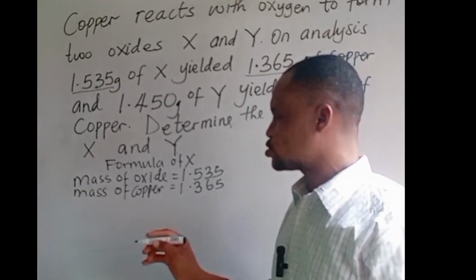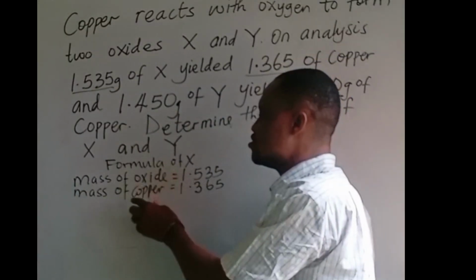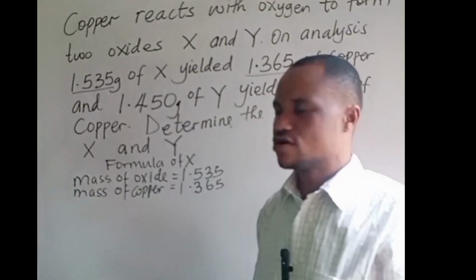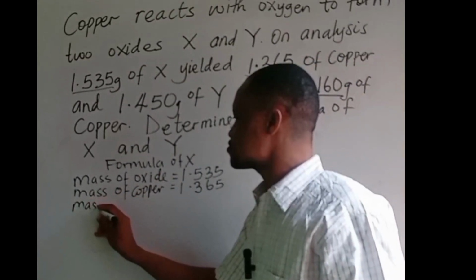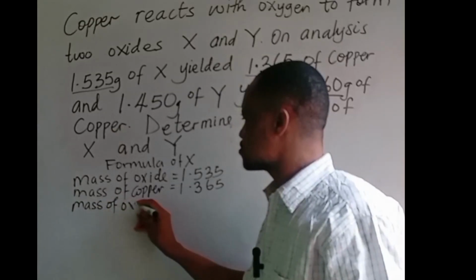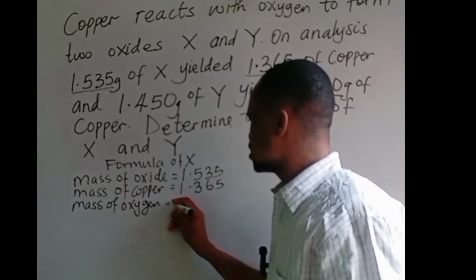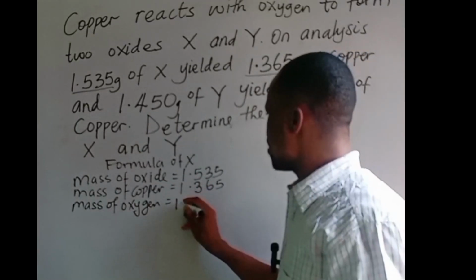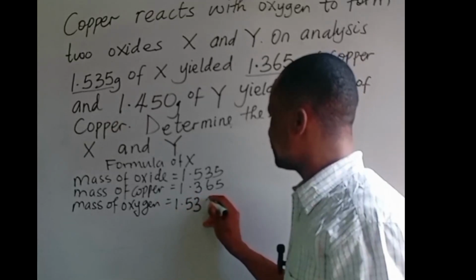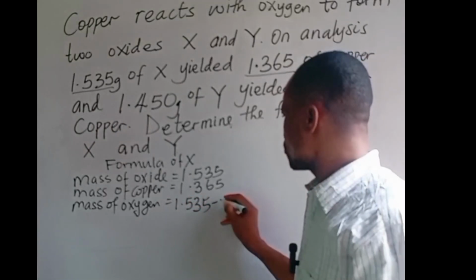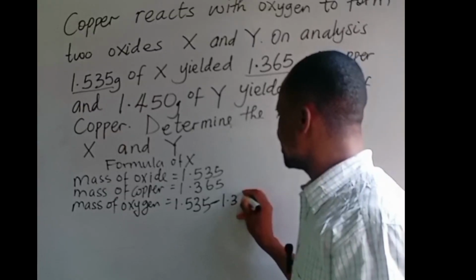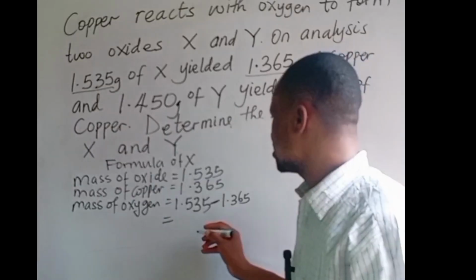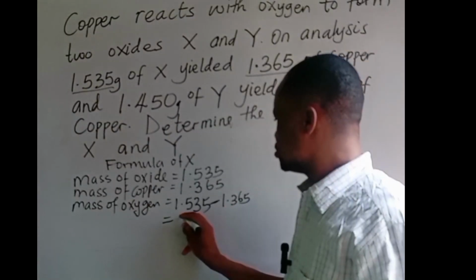Okay? Now, let's look at mass of oxygen. It is not given. So we are going to subtract mass of copper from mass of oxide. So mass of oxygen is equal to this minus this, which is 1.535 minus 1.365. So by the time you subtract, you will have 0.170.